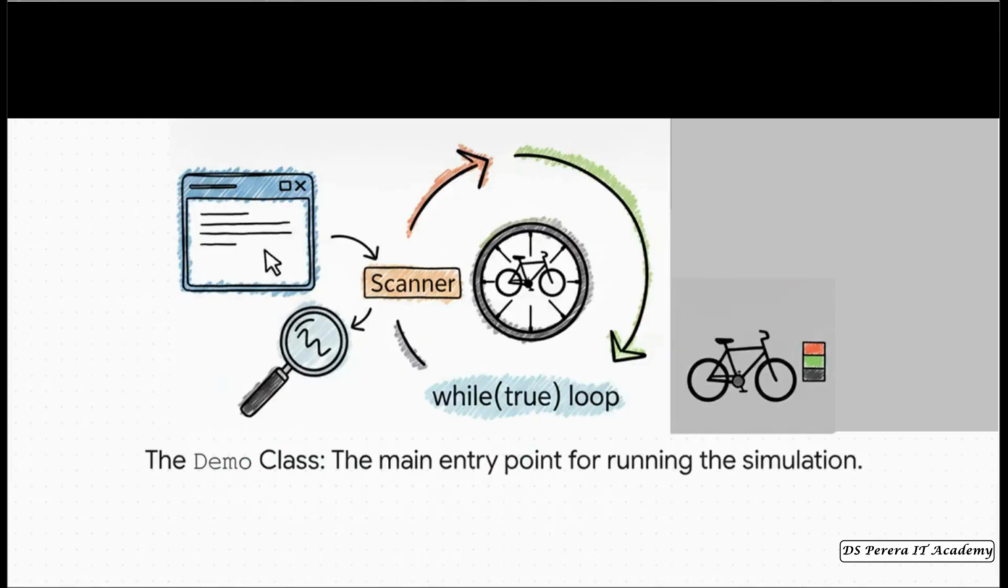And finally, we have our demo class, which contains the main method. This is the entry point for our entire application. All it does is create one bicycle shop object and then enter an infinite while true loop to keep listening for commands. It uses a scanner to read input from the user. If that input starts with 0, it grabs the rest of the string as the bicycle type and passes it to our shop.acceptOrder method, which kicks off that whole process we just walked through.